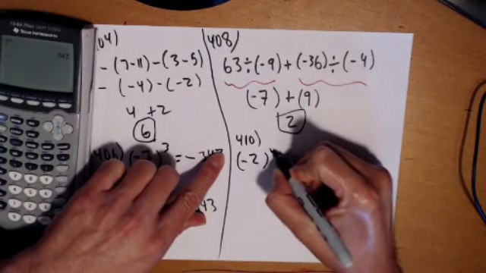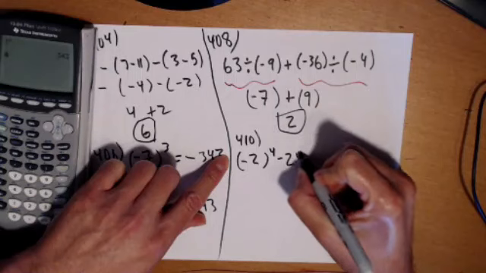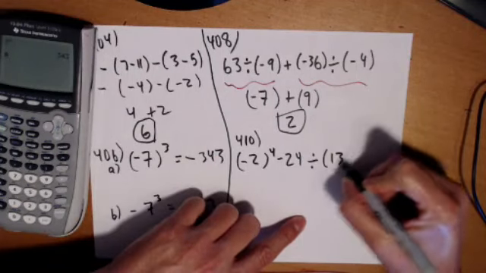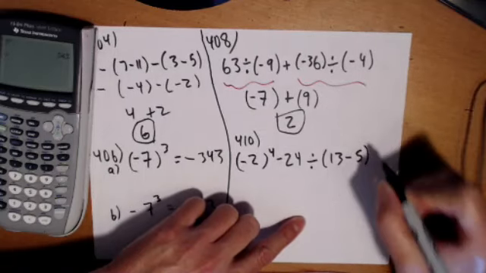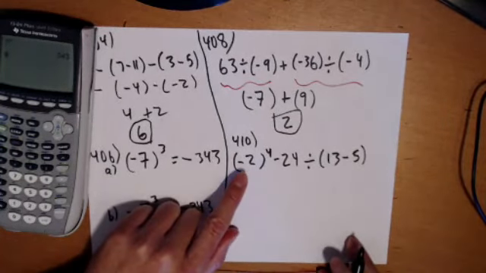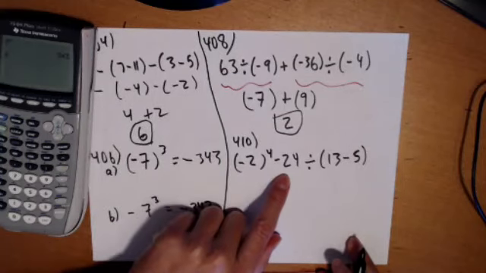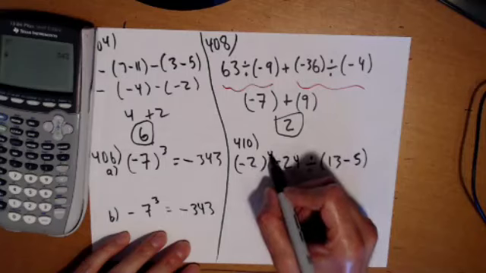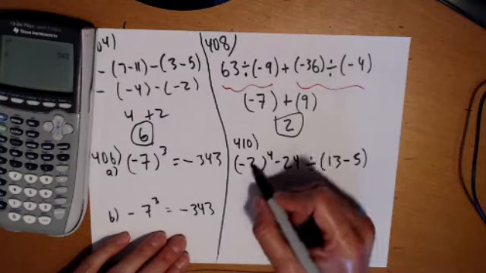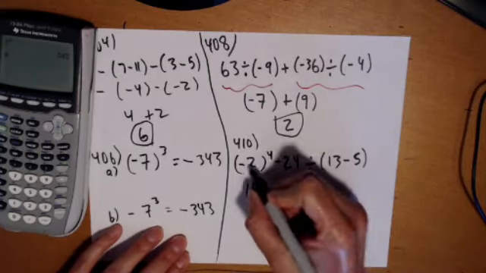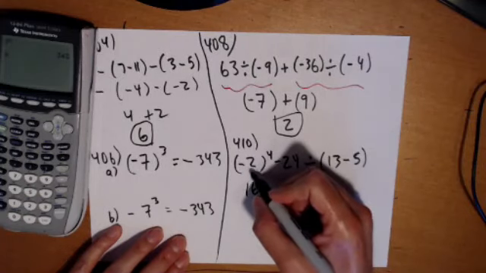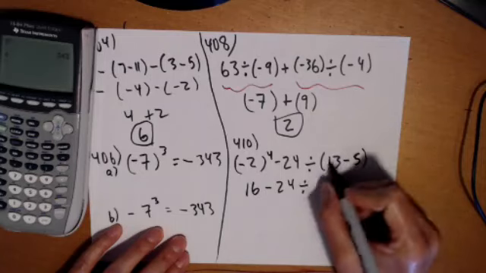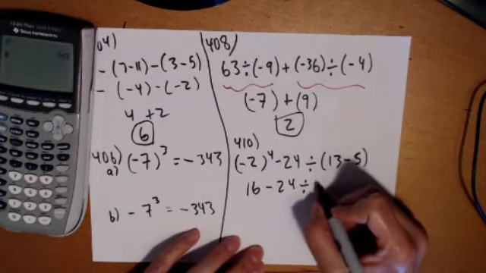Okay. Negative 2, all to the 4th, minus 24 divided by 13 minus 5. Make sure you write it down correctly. Negative 2, all to the 4th, minus 24 divided by 13 minus 5. Negative 2 to the 4th, negative 2, 4 times, even number, so that's going to give us a positive. 2 to the 4th is 16. So negative 2 times negative 2 times negative 2 times negative 2, positive 16, minus 24, divided by, parentheses, 13 minus 5 is 8.